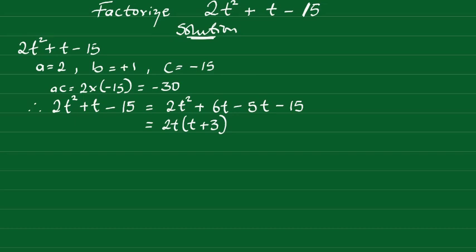Now we factor out minus 5 from minus 5t minus 15, and we have minus 5 bracket open t plus 3 bracket close. This ends up giving us bracket open t plus 3 bracket close bracket open 2t minus 5 bracket close as our final answer.